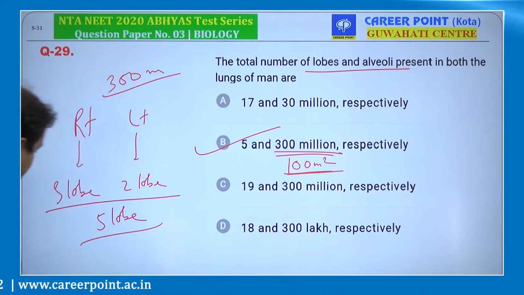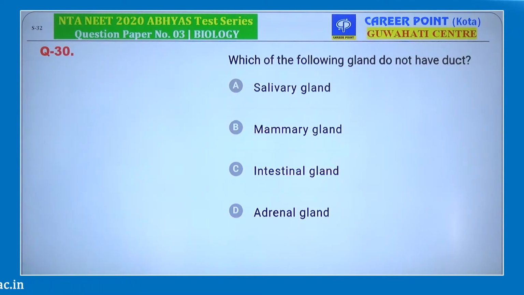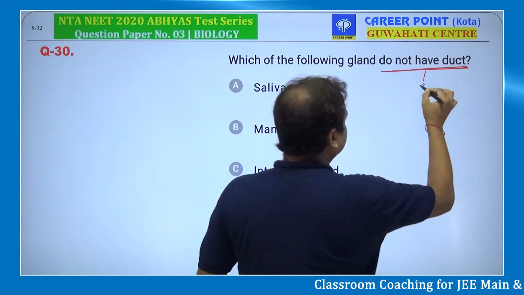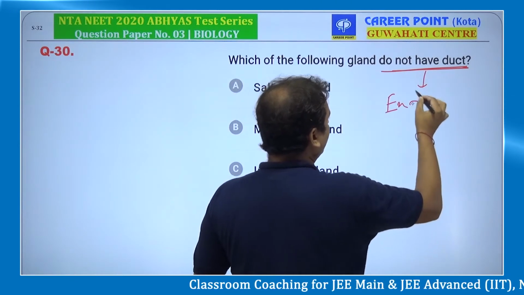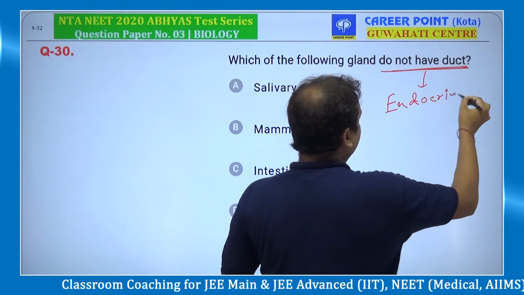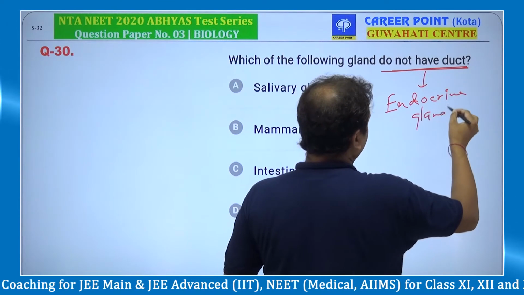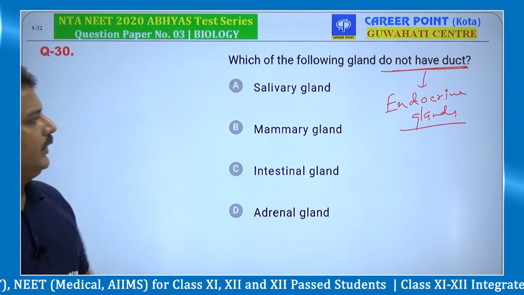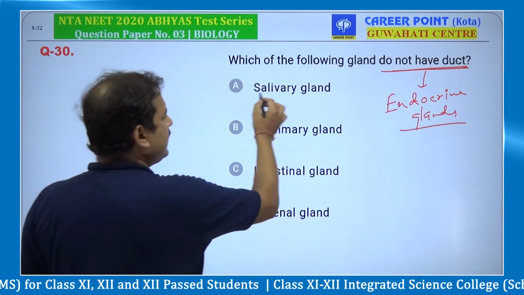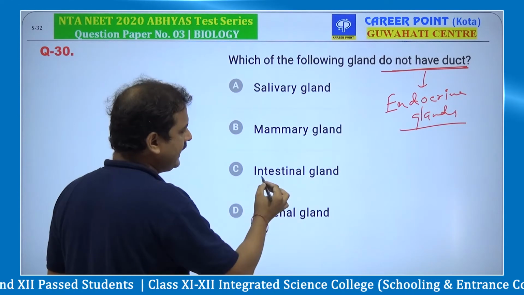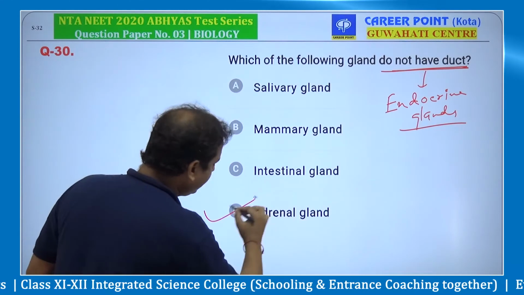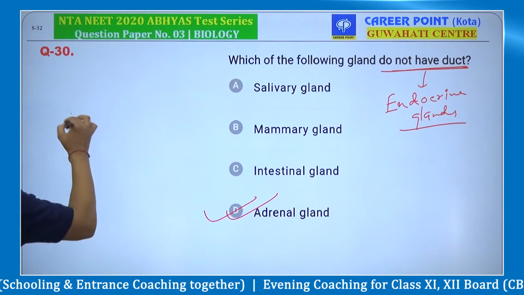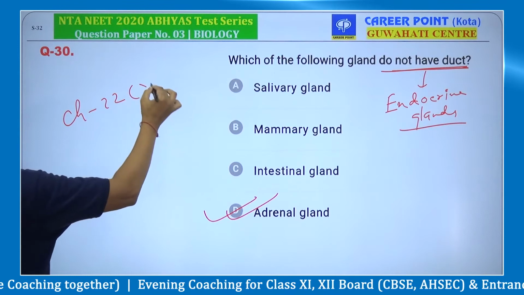Next. Which of the following glands do not have a duct? Do not have a duct. That means they are asking about what? Endocrine glands, because endocrine glands are also called ductless glands. So out of these 4, which one is the endocrine gland? Salivary, exocrine. Mammary gland, exocrine. Intestinal gland, exocrine. Adrenal gland is an endocrine. So a very easy question. It is from chapter number 22 of class 11.